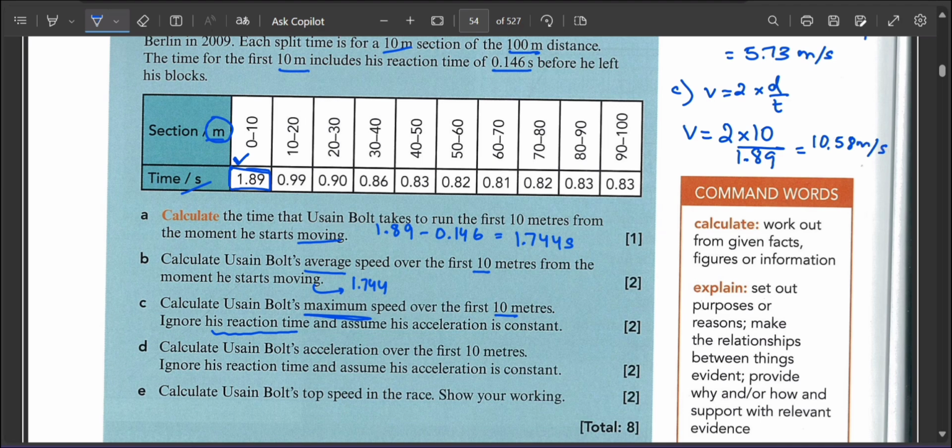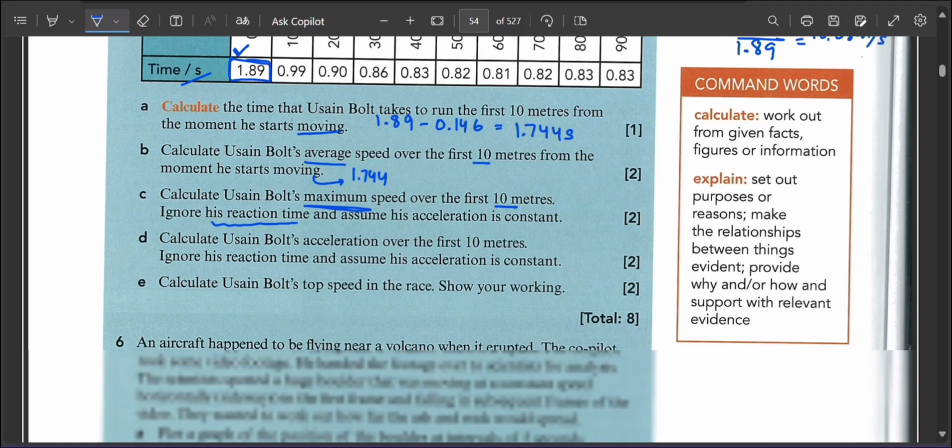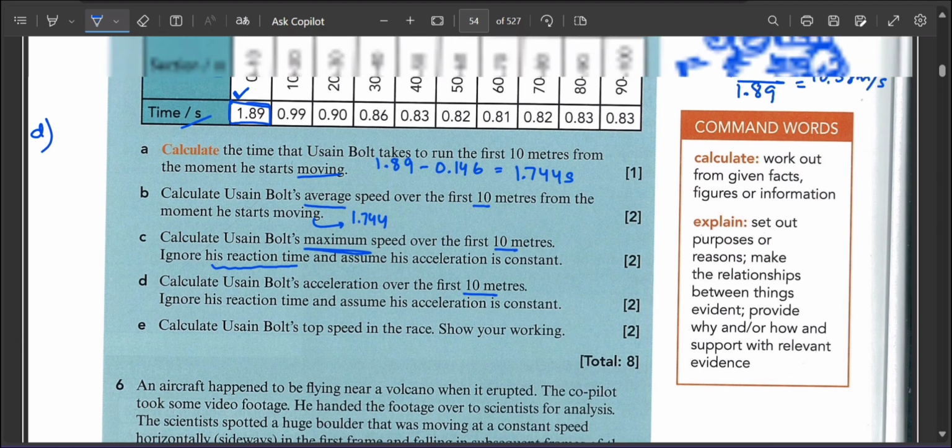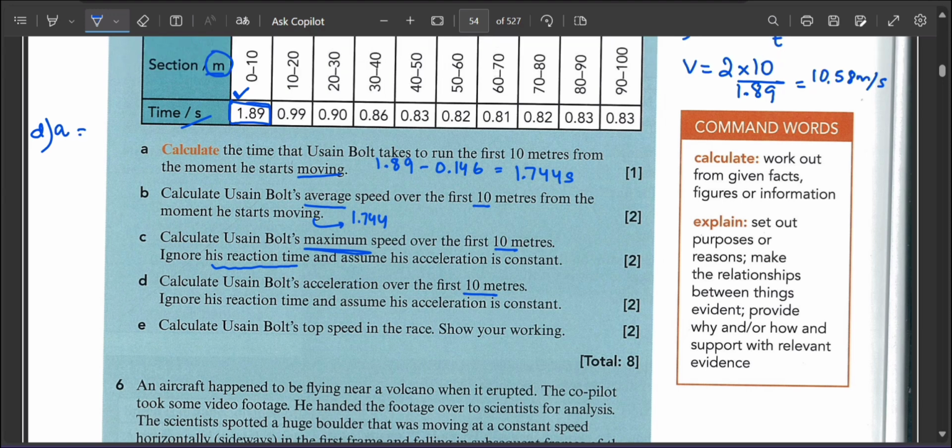Okay. For part D, calculate Usain Bolt's acceleration over the first 10 meters, ignore his reaction time and assume his acceleration is constant. So now we have to use the acceleration formula. We know acceleration's formula is A is equal to V minus U over T.